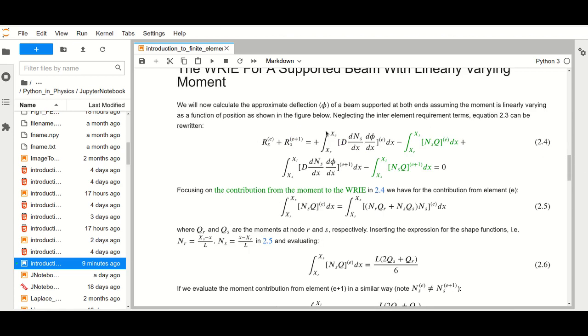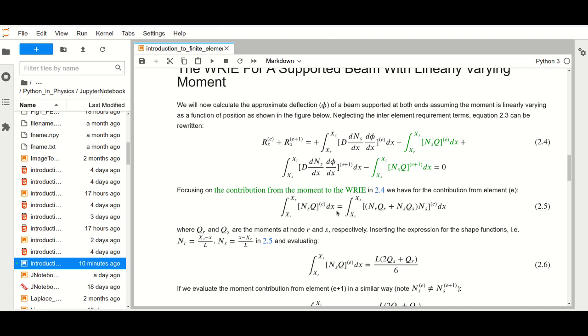Equation 2.3 is further separated into the moment contribution, which comes from Q. Q represents the moment, and the stiffness contribution. D is the stiffness. And we will first deal with this green term, which is the moment contribution. Okay. And we will focus first on this term and then later on the other term here, coming from the e plus 1.